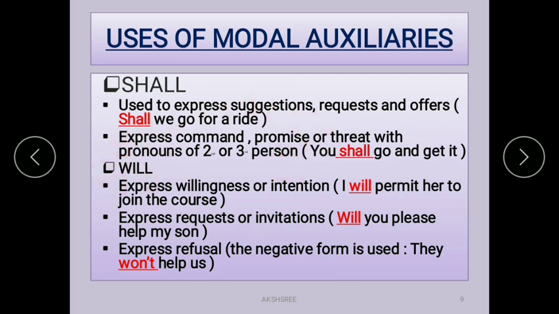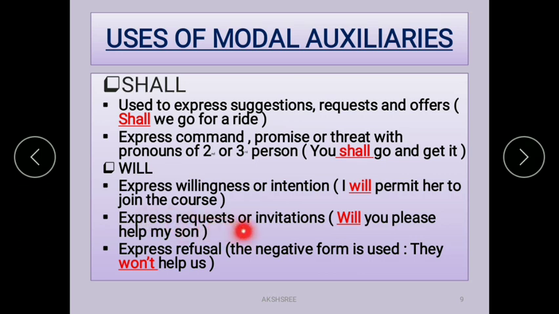Next one is will. From the word itself we can say that will means express willingness or intention. That is, I will permit her to join the course. It shows the willingness that I will permit her to join the course. I am willing to permit her to join the course.